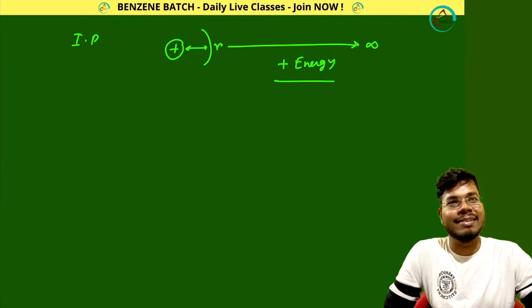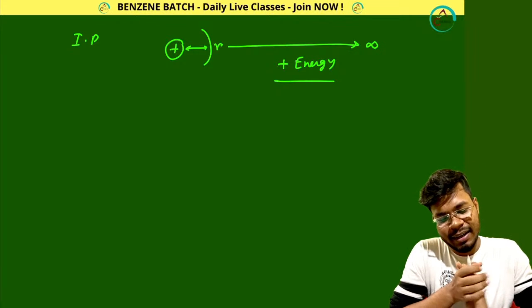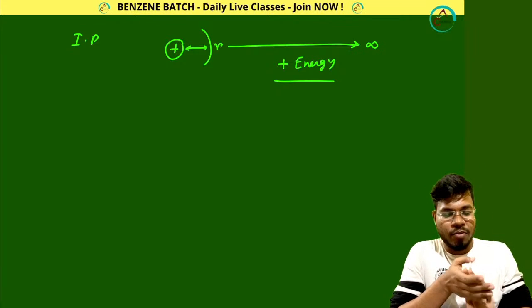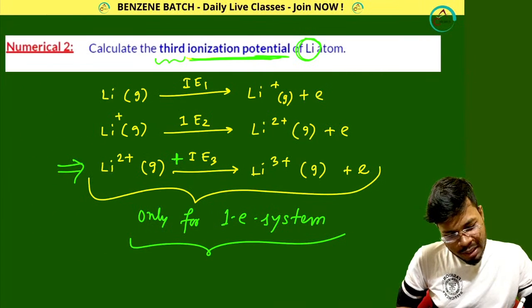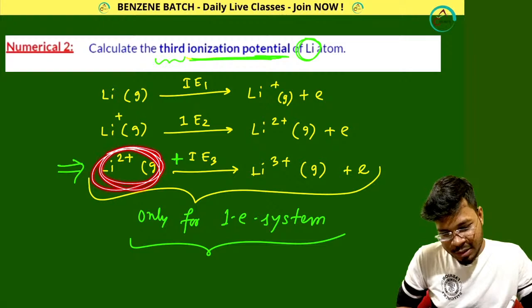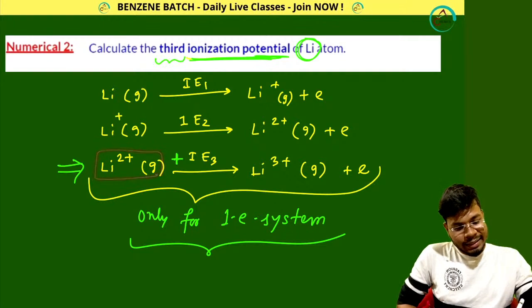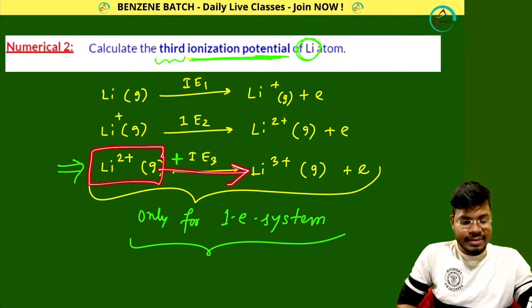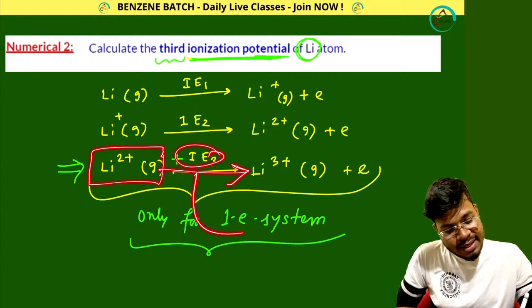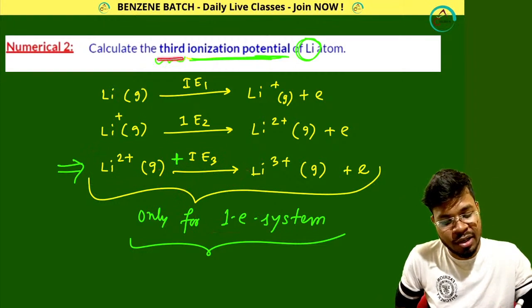Okay, it's very simple, yes. But I am starting from the beginning. I will be giving you the simple formula, but let me tell you what ionization energy is. So listen, after releasing two electrons, lithium 2+ has only one electron. You have to release this one electron, and how much energy is required for releasing this one electron? That is our third ionization energy.